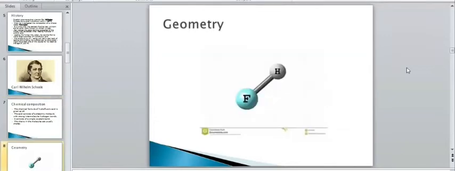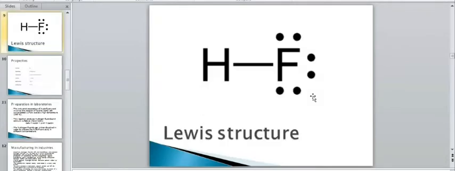Now, this is the geometry of hydrogen fluoride. It is also called the ball and stick model of hydrogen fluoride. Now, this is the Lewis dot structure of hydrogen fluoride. The atomic number of hydrogen is 1 and fluorine is 9. Fluorine has 9 as its atomic number and has 7 electrons in its outermost shell, the valence shell.